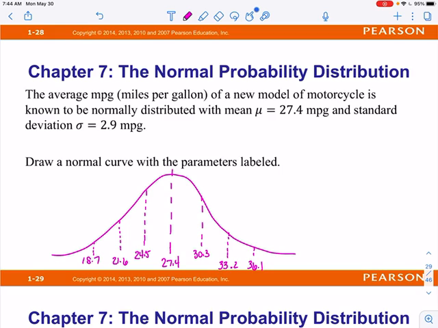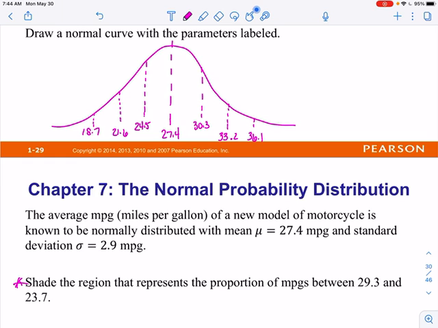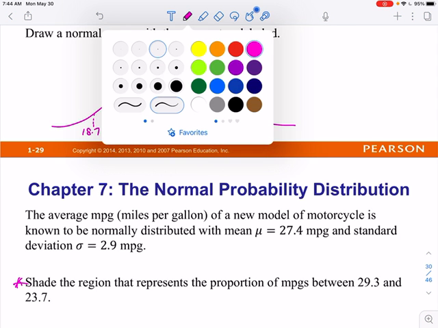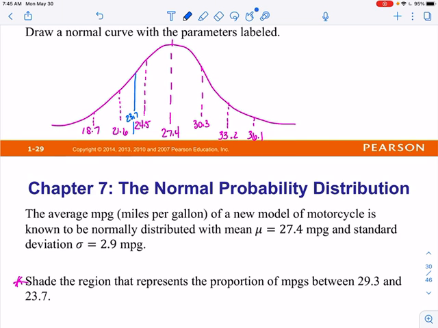The next question, we're going to come back up to that picture in just 1 second. It says, coming down here, we want to shade the region that represents the proportion of miles per gallon between 29.3 and 23.7. So we'll go back up to that picture. 23.7 is somewhere between 21.6 and 24.5, maybe right there. So we'll say that's 23.7. Continue down. And 29.3 is a little less than 30.3. And there is your area between the two there.